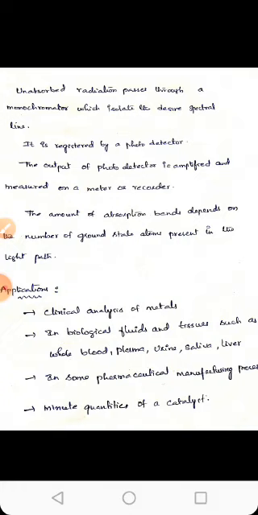Unabsorbed radiation passes through the monochromator, which isolates the desired spectral line. The atoms absorb the light energy and undergo excitation. The isolated spectral line is detected by a photodetector. The output of the photodetector is amplified and measured on a meter or recorder. So the output is recorded.